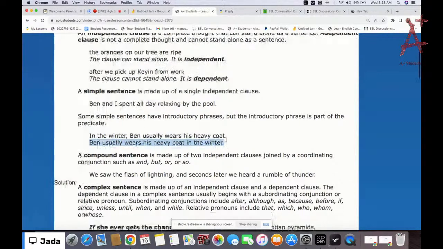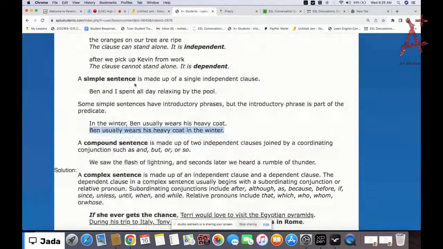All right, so this is all about simple sentences. All you need to take note of is that a simple sentence is made up of a single independent clause, and that's it.